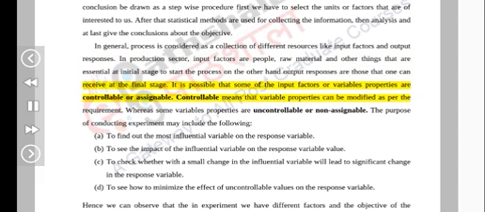It is possible that some of the input factors or variables' properties are controllable or assignable. Controllable means that variable properties can be modified as per the requirement, whereas some variables' properties are uncontrollable or non-assignable.